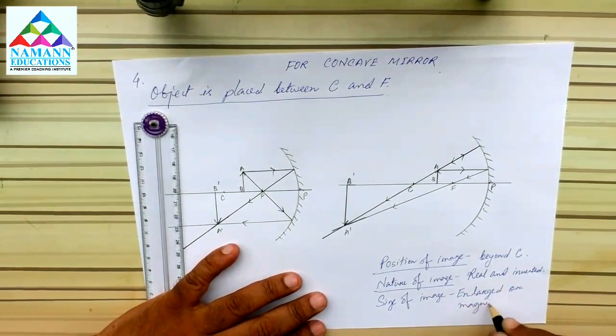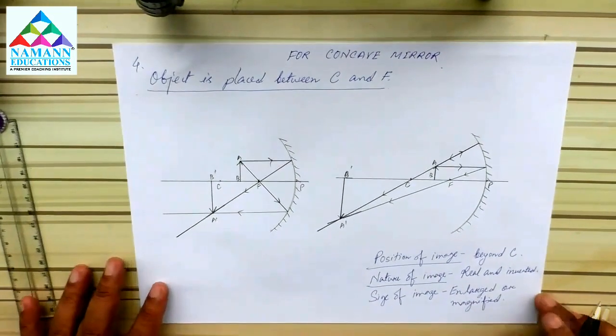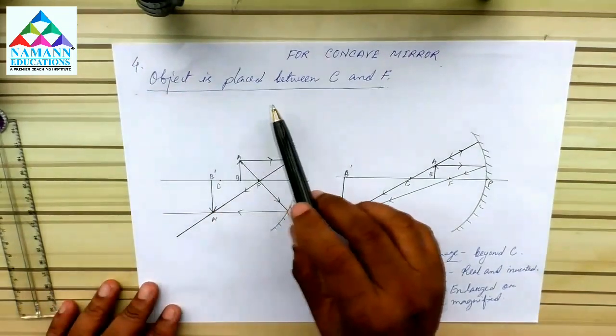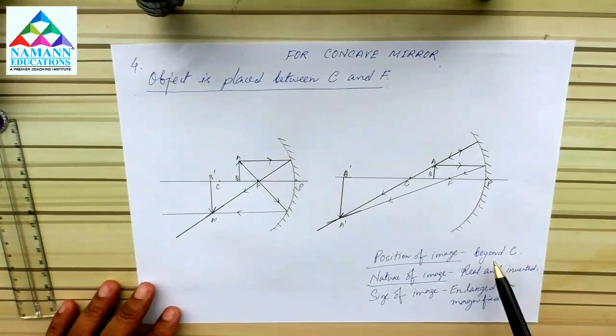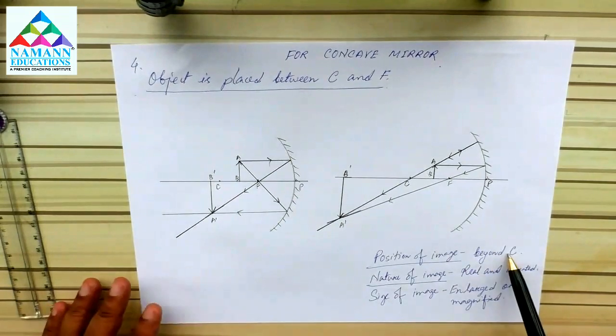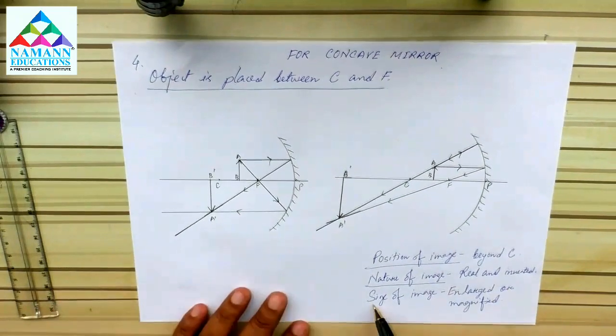Enlarged or magnified. So what we have discussed, if object is placed between C and F, image is formed beyond C, or we can say between infinity and center of curvature. Nature of image is real and inverted. Size of image is enlarged or magnified.